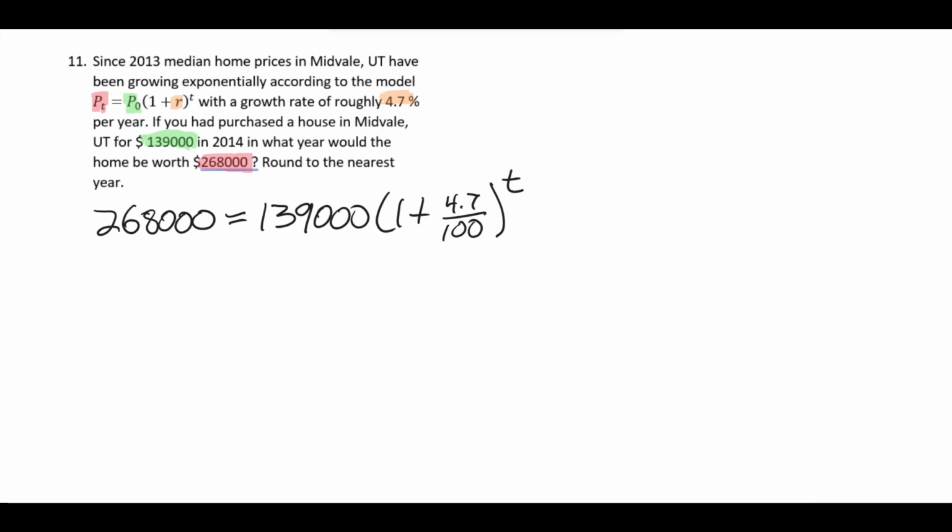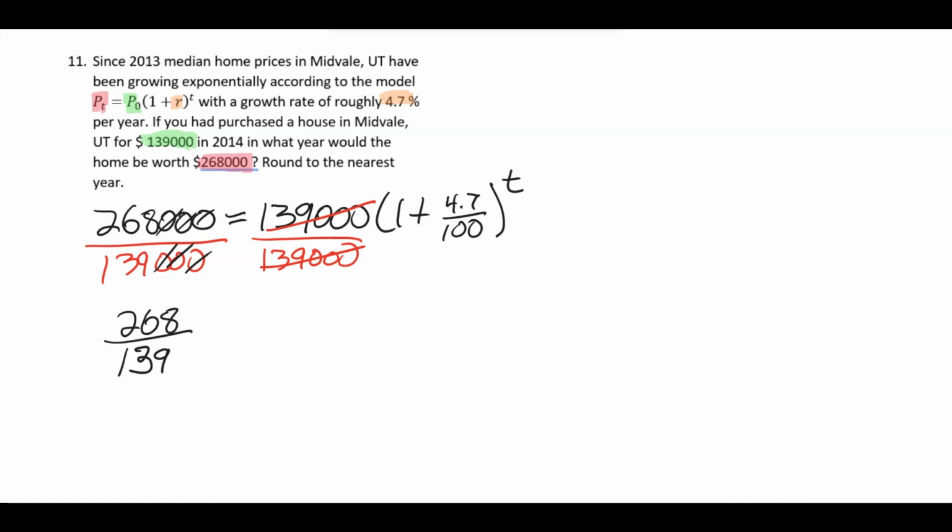Okay, now we need to solve for T. I can divide by the 139,000. And if you'd like, you can reduce these zeros as well, just so you don't have to keep writing them. But you don't have to. The calculator will make quick work of them anyway. And if you work on 1 plus 4.7 over 100, you can reduce it to 1.047. That's, again, just a little calculator work.